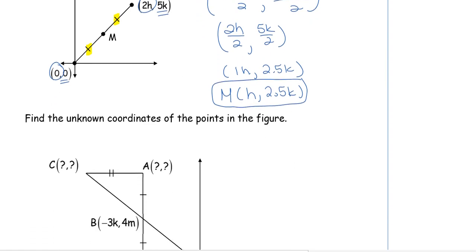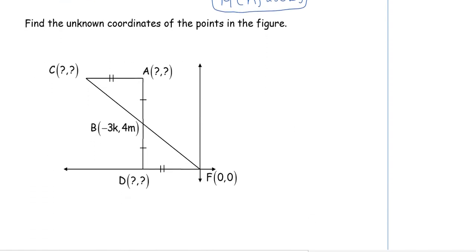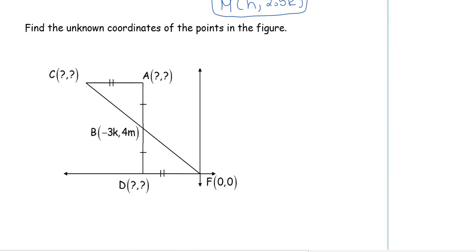Our last question, find the unknown coordinates of the points in the figure. This one is a little bit trickier. You have to think abstractly to answer this question. We look at our movement of our lines. Remember, if we're going left, right, we're changing the x's. If we're going up, down, we're going to change the y values.